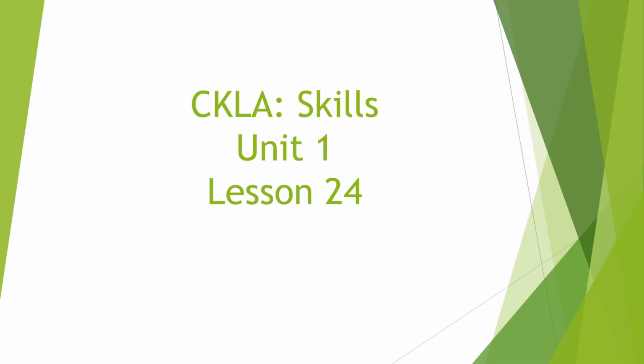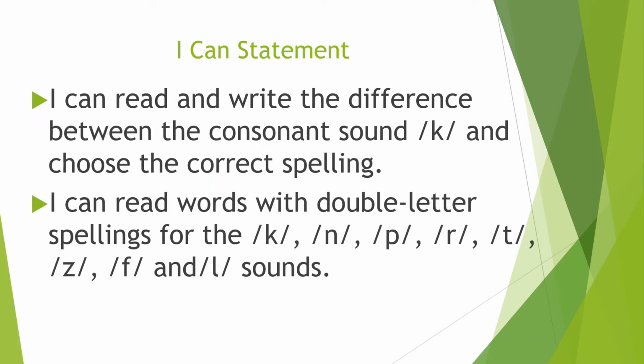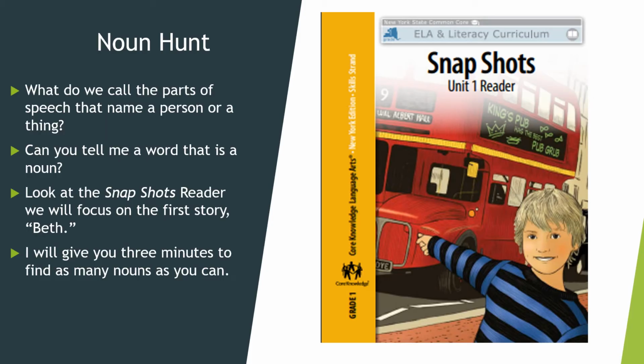Hello everyone. Today you will be working on CKLA Skills Unit 1, Lesson 24. In today's lesson, you will read and write the difference between the consonant sound k and choose the correct spelling for it. You will also read words with the double letter spellings for the k, n, p, t, z, f, and l sounds. Do you remember what we call parts of speech that name a person or a thing?